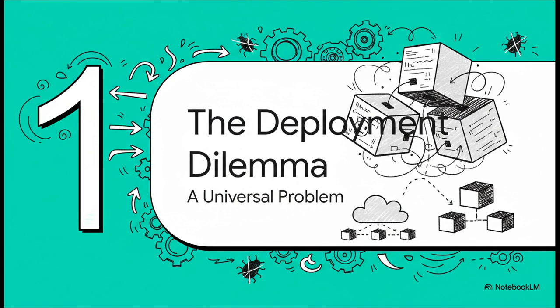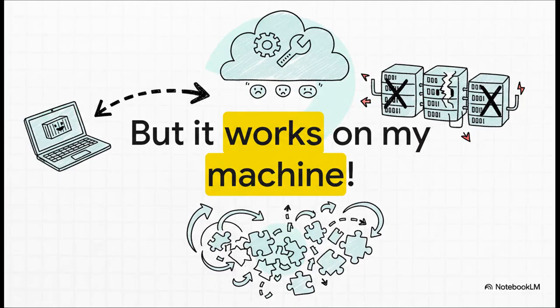We're going to kick things off with a problem that is so common, it's pretty much a rite of passage for anyone who writes code. Have you ever said this: "But it works on my machine?" Oh man, those five little words, they're infamous for a reason. And it's not just a funny meme, you know? It's the core of a massive headache we call the deployment dilemma.